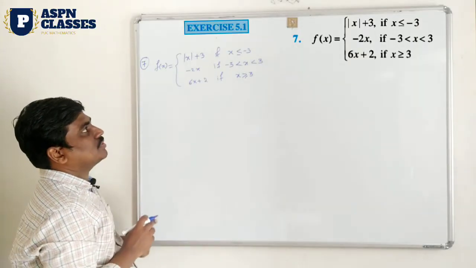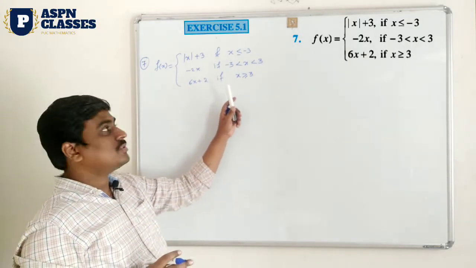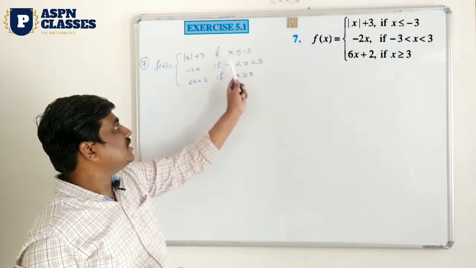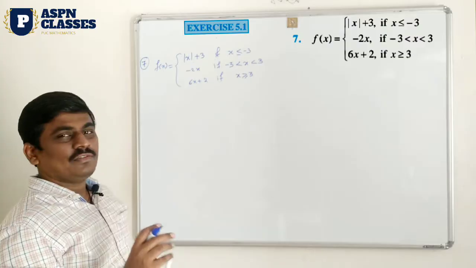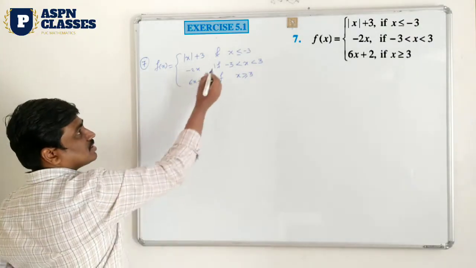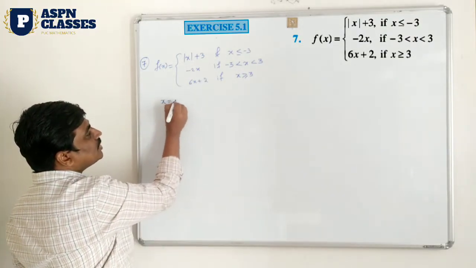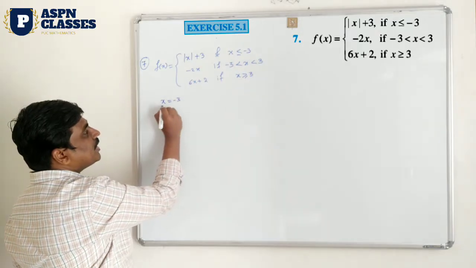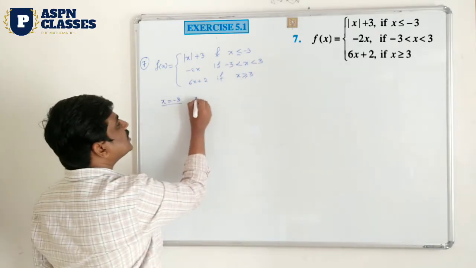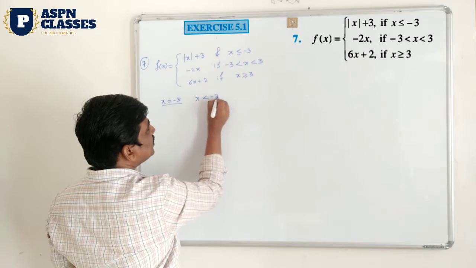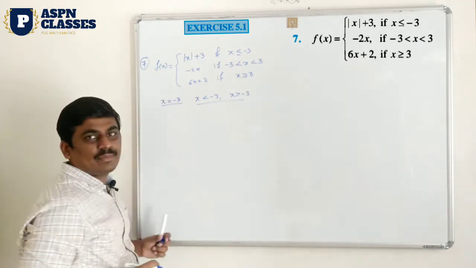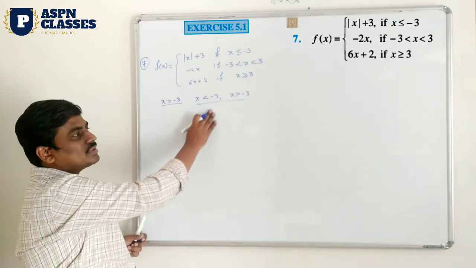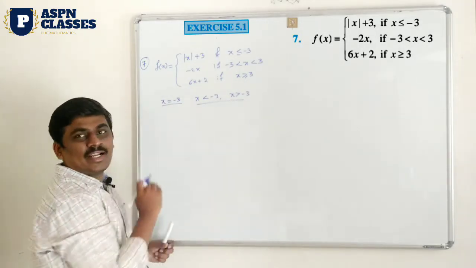So in this case, first you focus on these points only. In these points minus 3 is also there and 3 is also there. Okay, so always remember, you have to check the result at x equals minus 3 first. You also have to check x less than minus 3 and x greater than minus 3. These 3 points are also required: x equal to minus 3, x less than minus 3, x greater than minus 3.